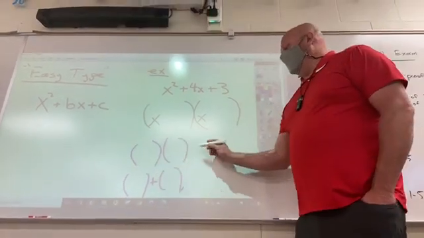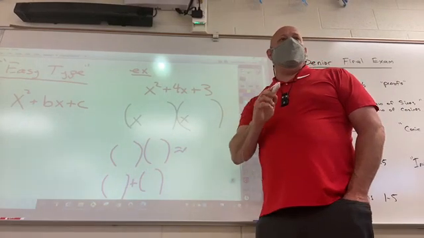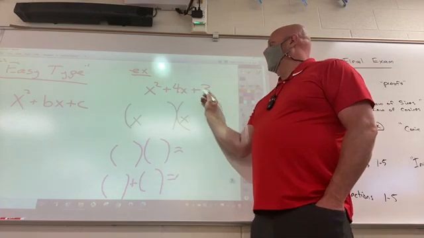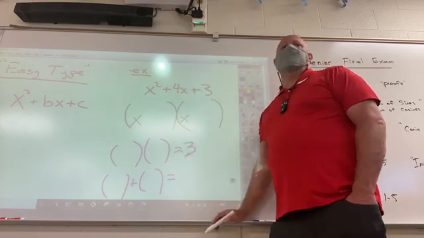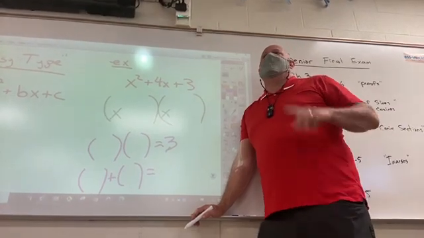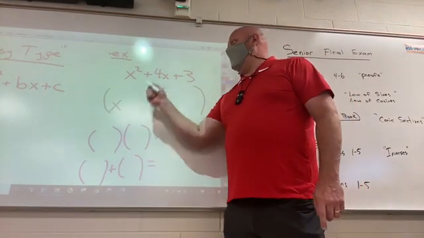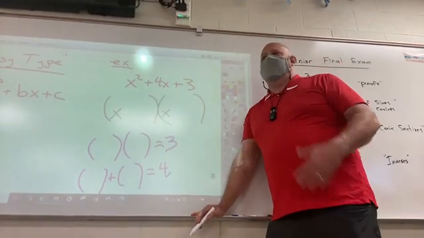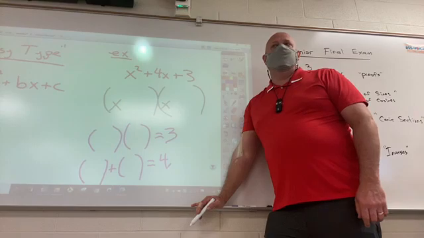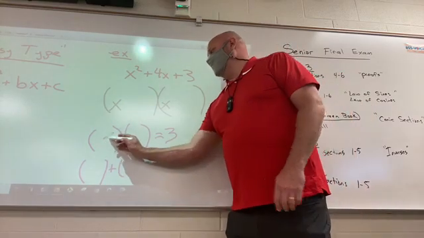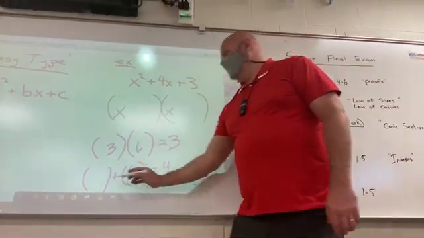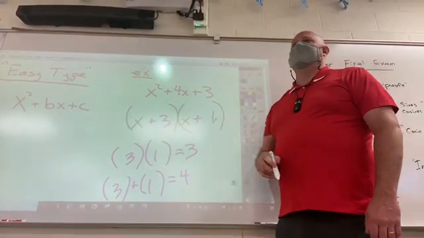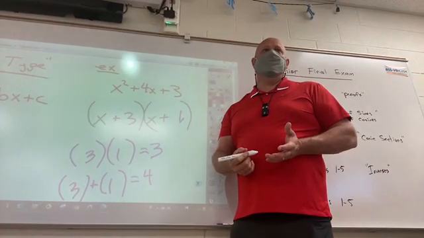Two numbers that will multiply together to get a certain number, and those same two numbers have to add up to be a different number. We're looking here for two numbers that multiply to 3, and at the same time add up to 4. What are two numbers that multiply to 3? 3 and 1. Do those two numbers also add up to 4? Then the answer is going to be x plus 3, x plus 1.